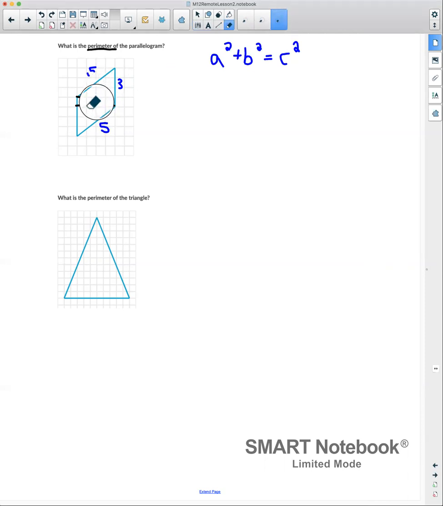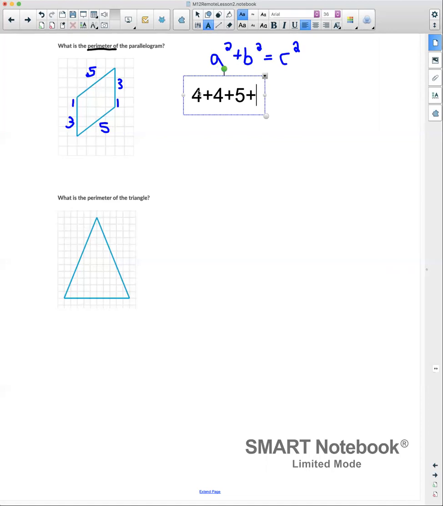I'm just going to erase the middle now that we know the hypotenuse. All right, so that's 3. We're missing 1 here, and this is 3. So we have 4 plus 4 plus 5 plus 5. So 4 plus 4 plus 5 plus 5 gets us 18. All right, so 18 is going to be the perimeter.